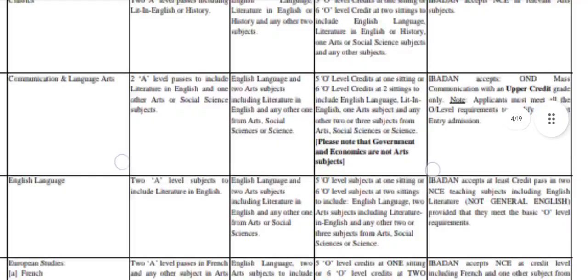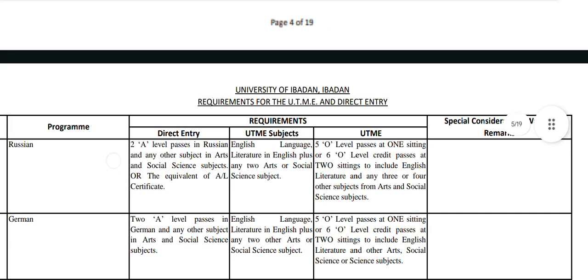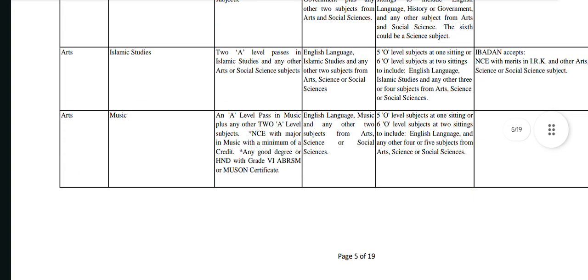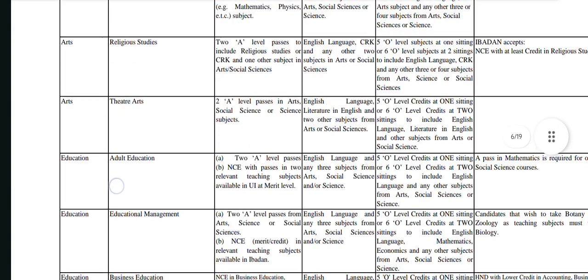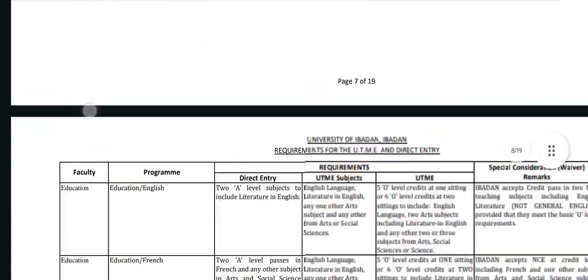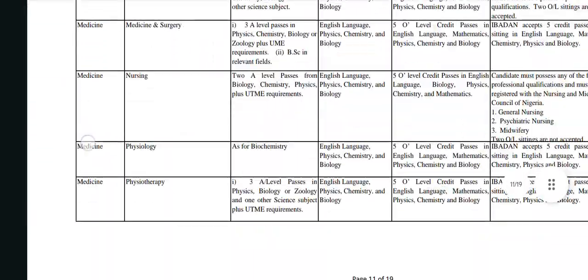Yes. So let's go to another aspect where I think we used to have issues. Let's go to law. We used to have issues under that one as well.